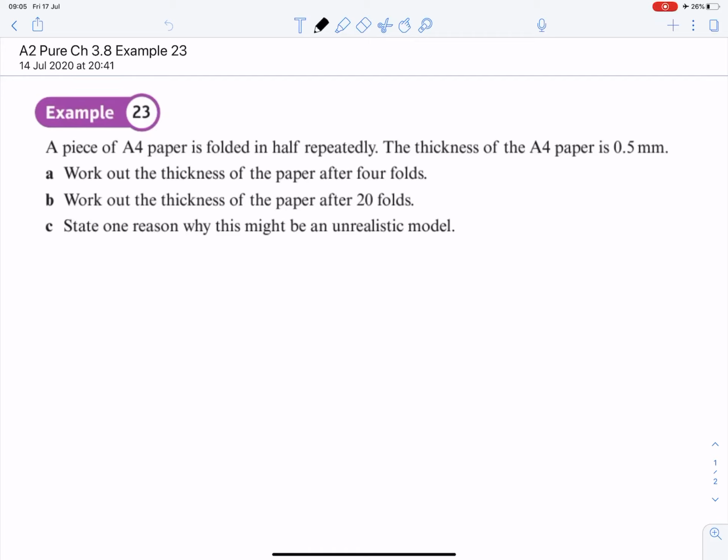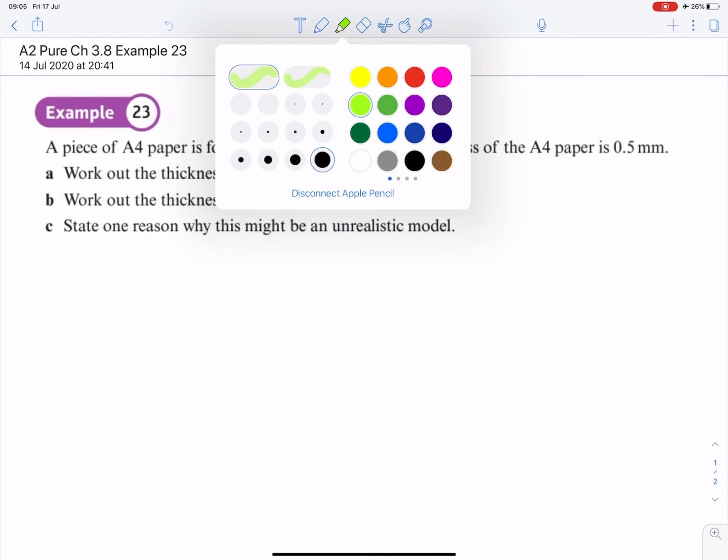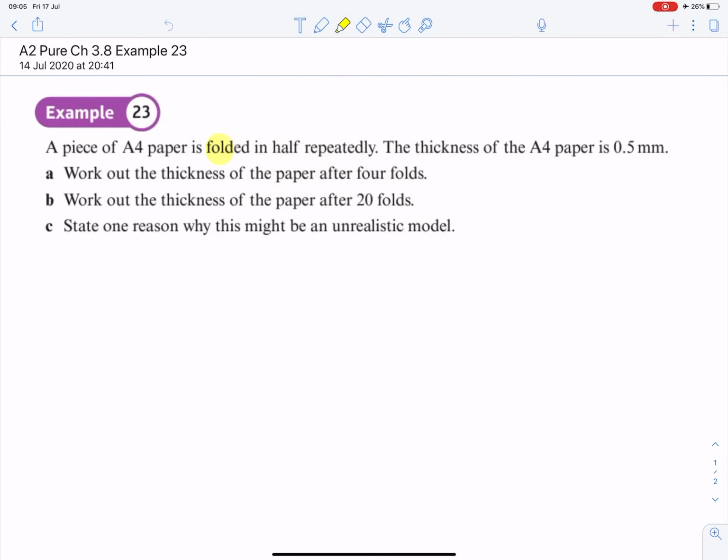So example 23. A piece of A4 paper is folded in half repeatedly. The thickness of the A4 paper is 0.5 millimeters. Work out the thickness of the paper after 4 folds.